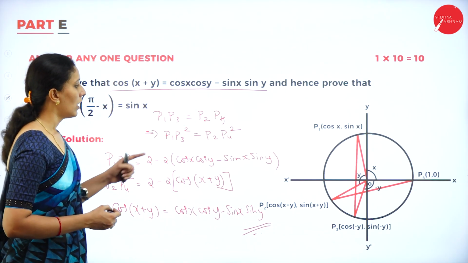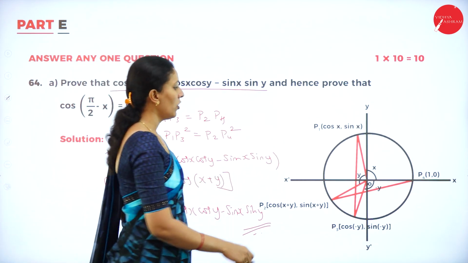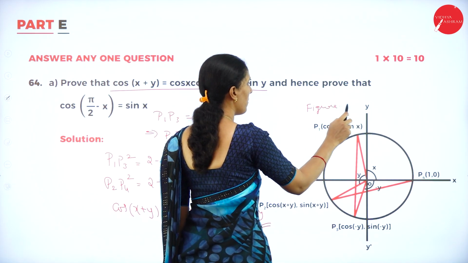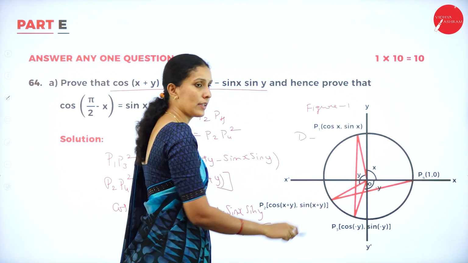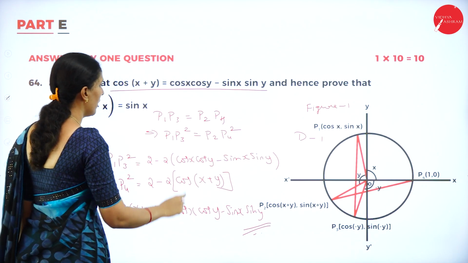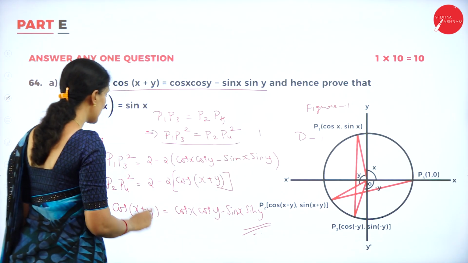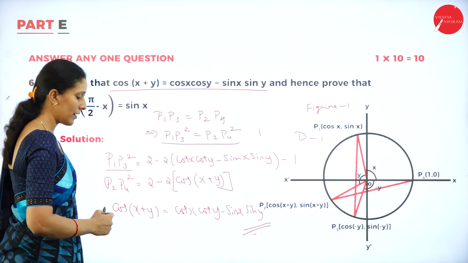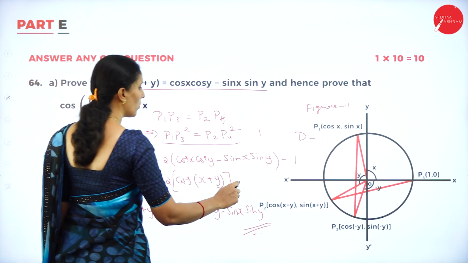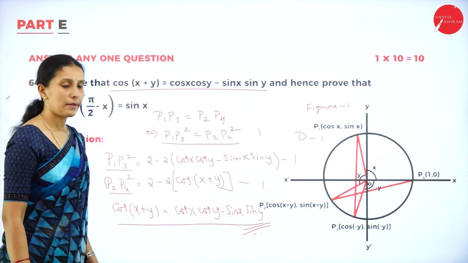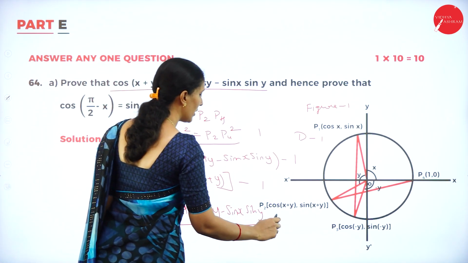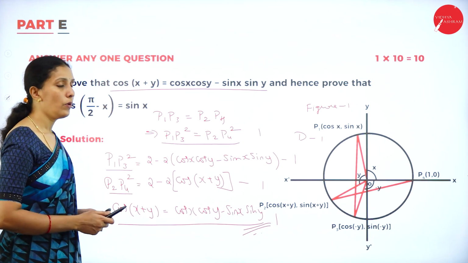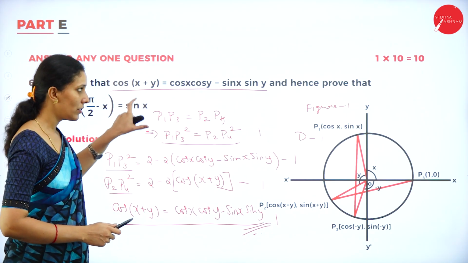Next, how the marks are distributed here. For the proper figure, you will get 1 mark and the description carries 1 mark. Writing this equation, 1 mark. Getting P1P3 whole square, which is equal to this, carries 1 mark. Finding P2P4 whole square, again 1 mark. Simplification and showing that the result is true carries 1 mark. So this is how 5 marks are distributed for this theorem.